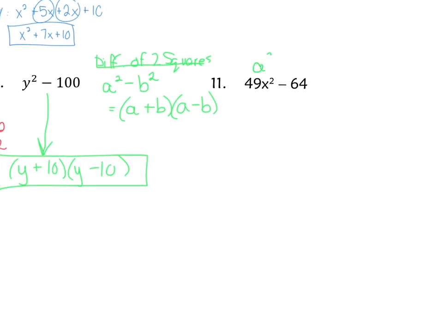If this is a squared and this is b squared, you have to ask yourself, what was 49x squared? What would the square root of it be? What number squared is 49? 7. What value squared would give us x squared? X. One's a plus, one's a minus, and then to unsquare 64, right, it's the square root of it, we have 8 and 8.